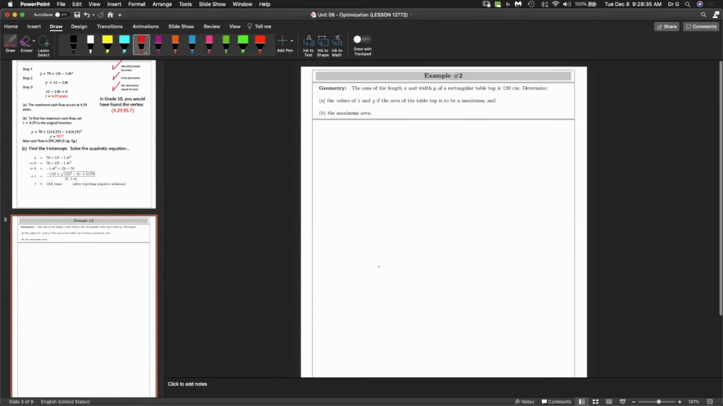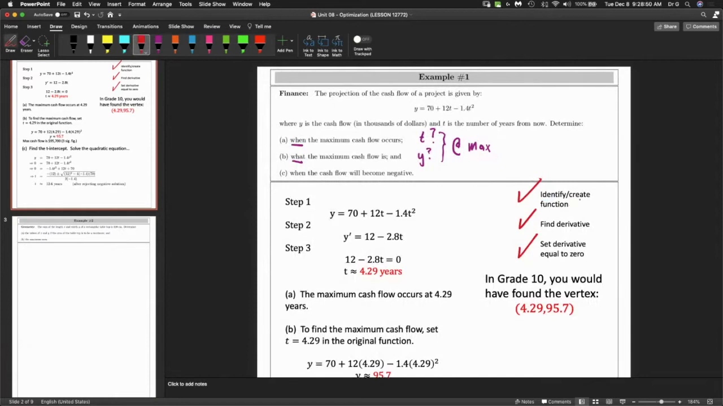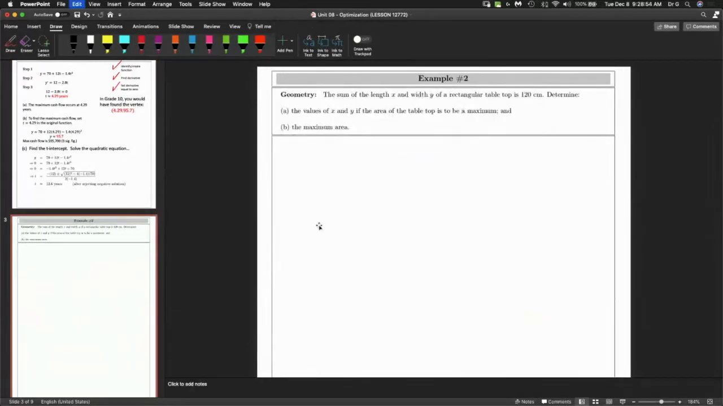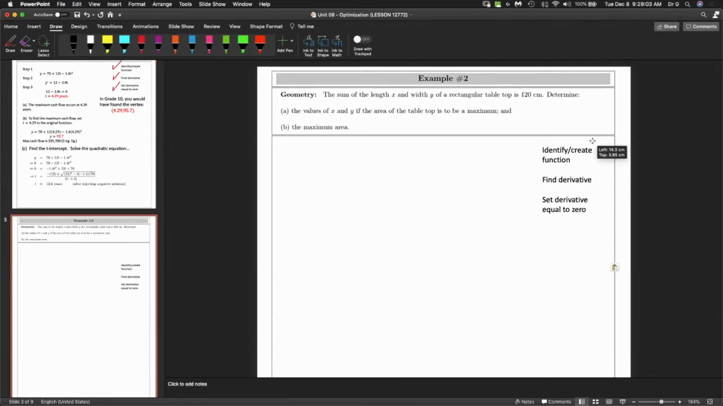Number 2. This question is also quadratic. This question, you could also use a parabola and find the vertex. But we're going to use calculus because I want you to get used to the process. So let's take down our little algorithm here. Oops, I copied this thing. That was weird. So that's our little process here that we need to follow.